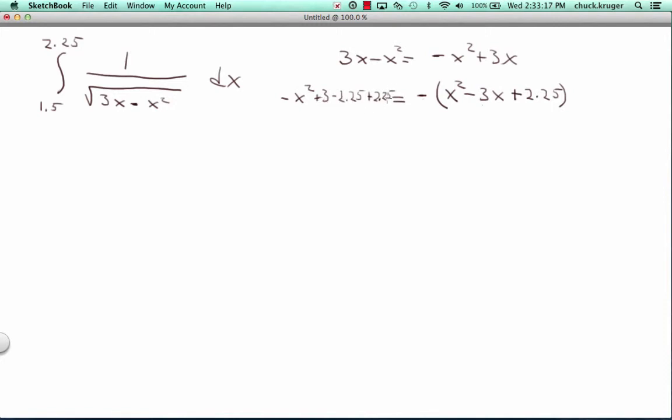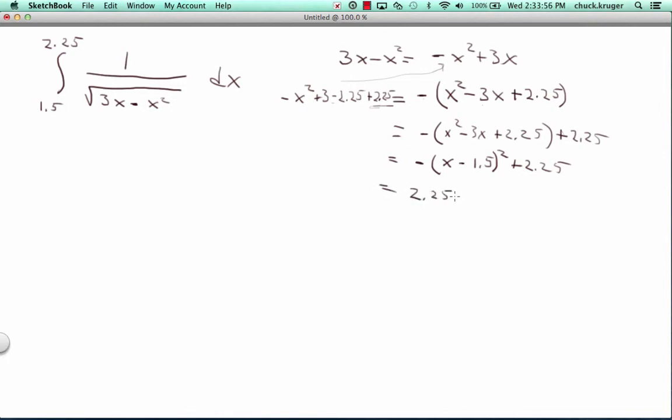And if I do, these will cancel out and I'll look like this over here. So I've got a negative parentheses x squared minus 3x plus 2.25. Remember I added over here, so it's going to be plus 2.25. And it's going to look like this. A negative parentheses x minus 1.5, that's that factored, squared, plus 2.25. Well, this is the same as 2.25 minus the quantity x minus 1.5 squared. And 2.25 can be written as 1.5 squared minus parentheses x minus 1.5 squared.